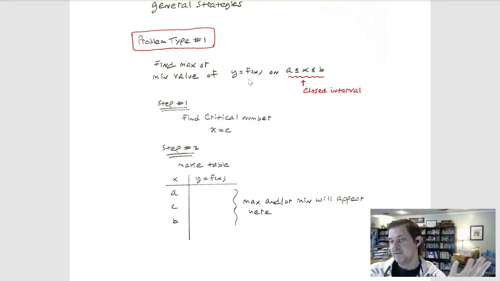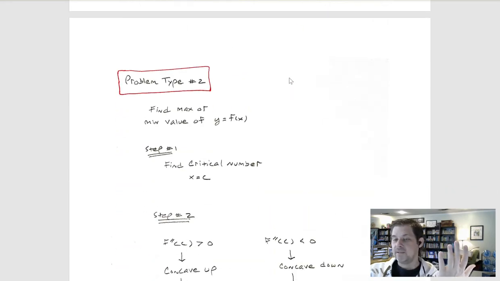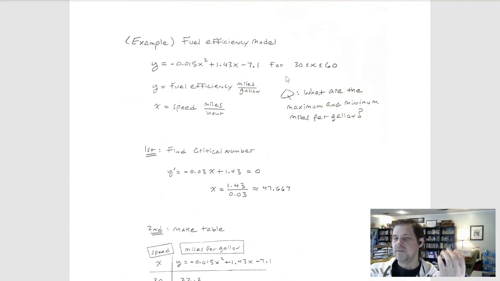So it might say, like, we want to find the max or min value of this function, but only the part of it where x is from A to B. We're just looking in this little window here, and we want to see what the max or min value is for that. Okay, that type of problem might be like this one. Suppose we have an equation that models the fuel efficiency for a vehicle, and we want to find whatever the maximum and minimum fuel efficiencies are.